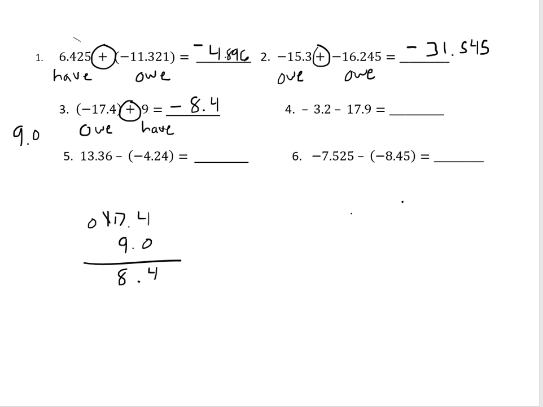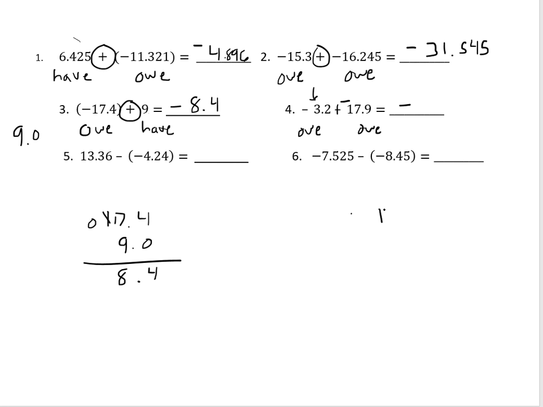So when we do subtraction, we have to keep, change, change. So we're going to keep, change, change. Okay? So this becomes a negative 3.2 plus a negative 17.9. So we owe and we owe. So when we combine those, we know that we are going to owe. Our answer is going to be negative.